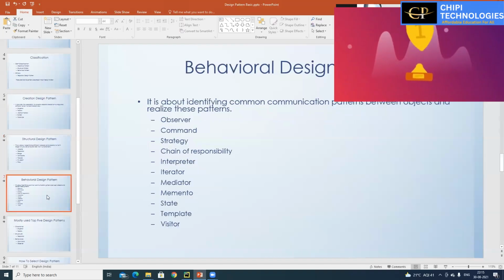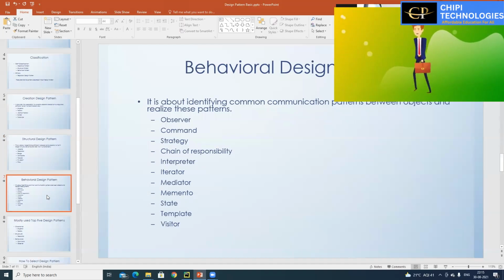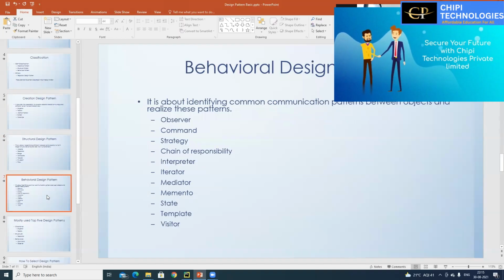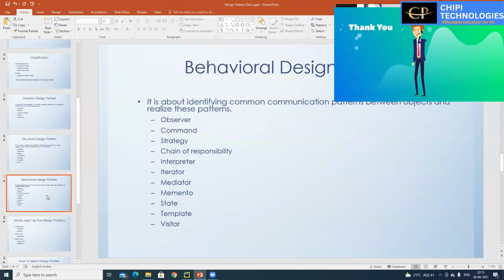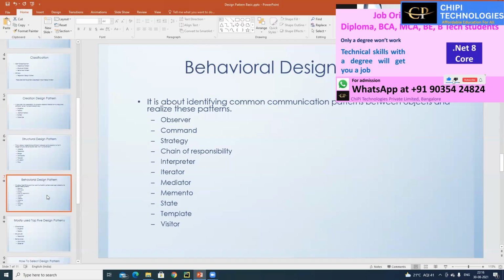Now, next is the behavioral design patterns. These are the design patterns which normally talk about communication between more than one object, right? So let's say I have object 1, object 2, and we have to do some kind of communication. We need to make sure that these two objects, these two classes, are talking to each other. These kinds of use cases are solved by using behavioral design patterns. And in behavioral design patterns, we have many patterns: observer, command, strategy, chain of responsibility, interpreter, iterator, mediator, memento, state, template, and visitor.